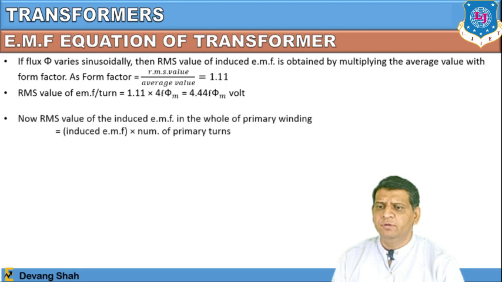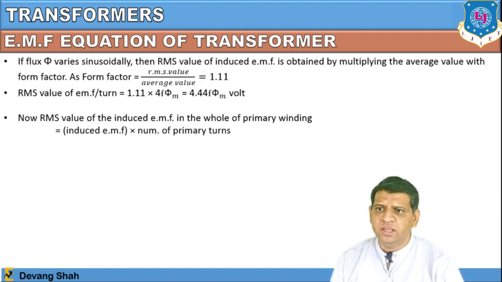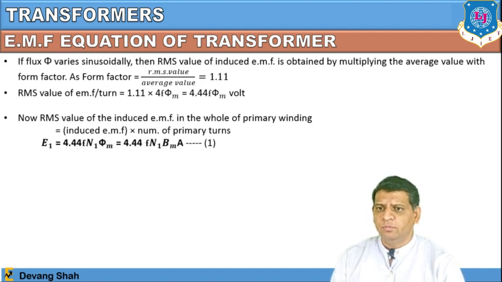Now, the RMS value of the induced E.M.F in the whole primary winding is the induced E.M.F per turn multiplied by the number of primary turns, which we define as N1. So my equation of induced E.M.F in the primary winding is E1 equal to 4.44 into F into N1 into phi m. Here I can put the value of phi m as Bm into A.